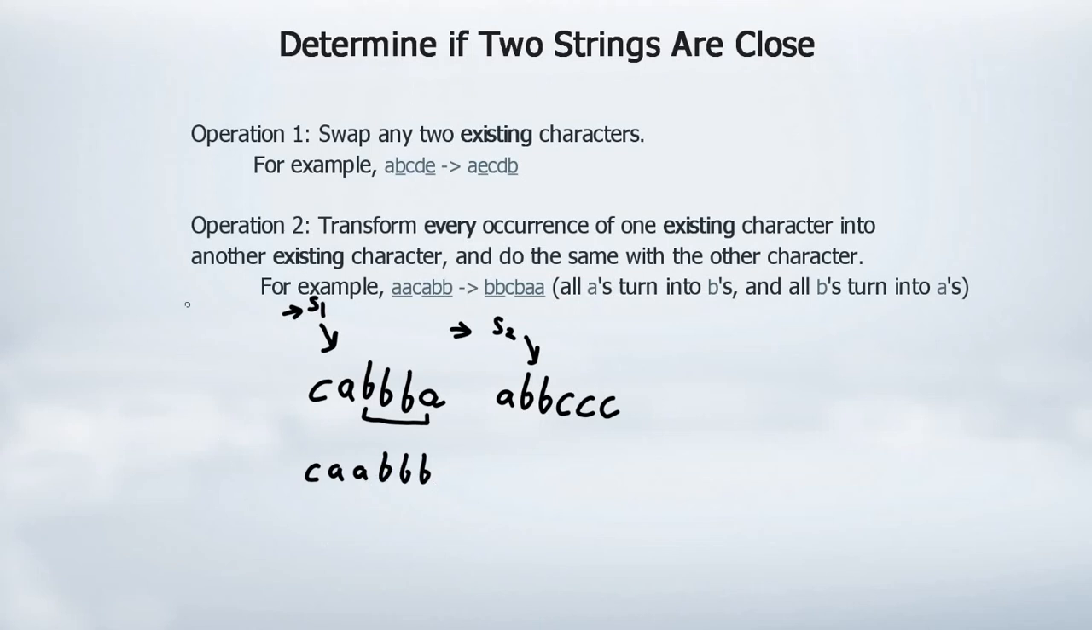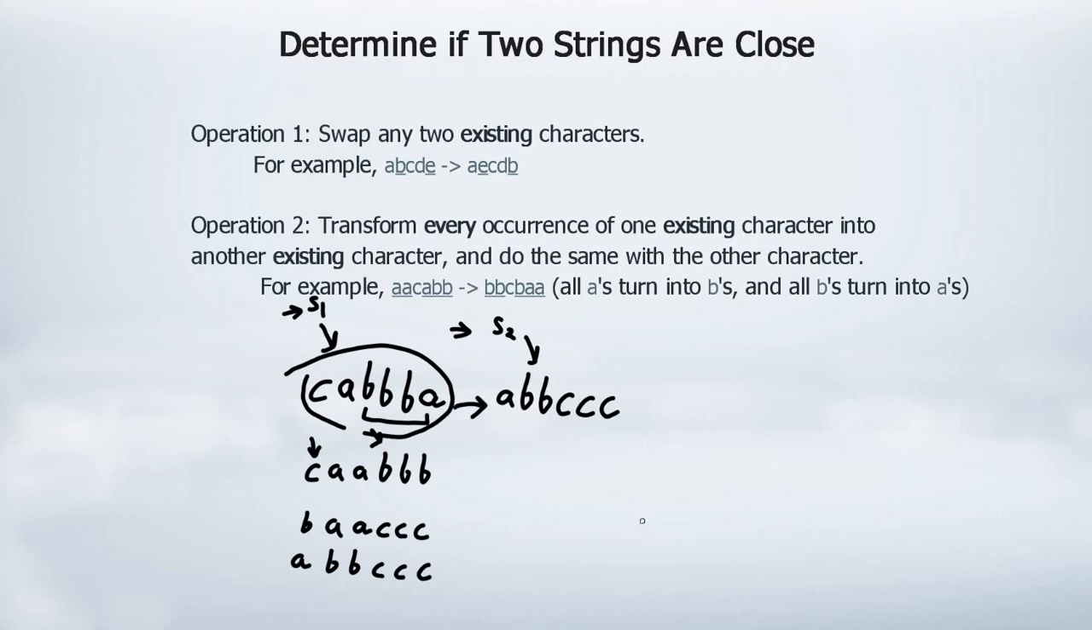After this, I can perform operation 2 on C and B, therefore changing all the occurrences of B to C and all the occurrences of C to B, and then I have double A here. Now I'll again do operation 2, and this time I'll make all the occurrences of B to A and A to B. Therefore I have the target string. Now it does not matter how many operations I perform to actually do this. All we are required to return is true, because yes, it was possible to actually convert this string into this string.